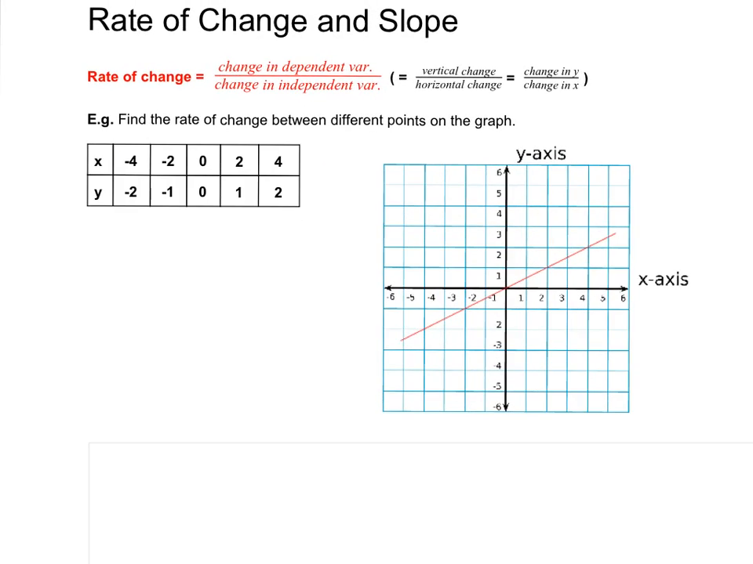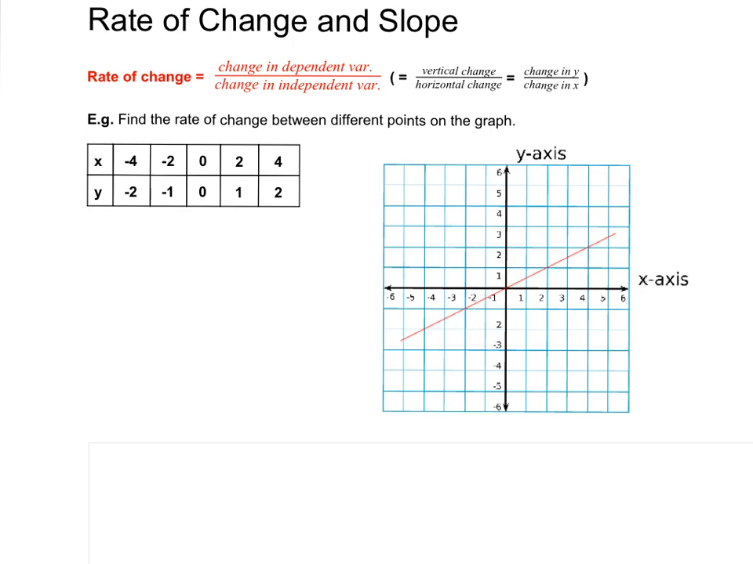And we can use these points to graph this line. So this is (-4, -2), right? X is -4 and y is -2. And then (-2, -1), (0, 0), (2, 1), (4, 2). So with these 5 points plotted on the coordinate plane, we can join them to form this line. So this graph and these points are representing the same relationship.